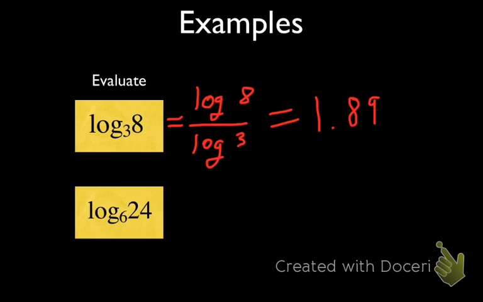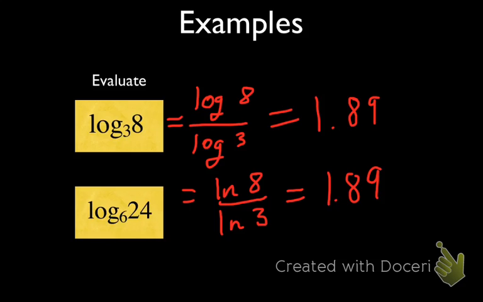1.89. Now let's go check the other formula and see if that one works. So we'll try the natural log of 8 divided by the natural log of 3. What is that? 1.89. It's magical.